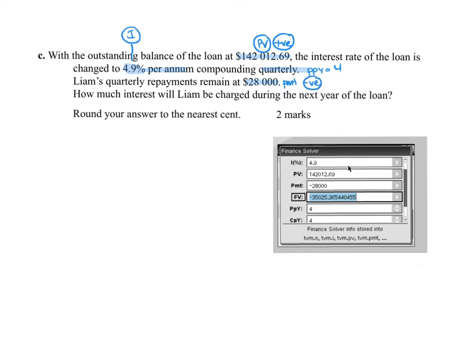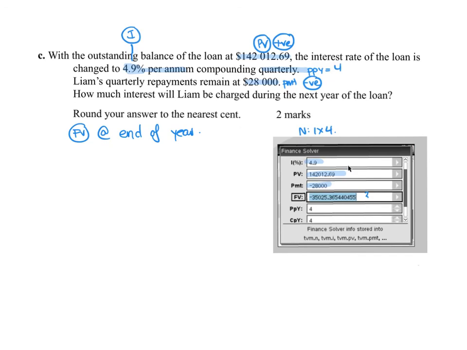How much interest will be charged during the next year of the loan? So once again, N will just be 1 times 4. Sorry, we've missed that there. And you pop in the interest rate we've got there. We've popped in the positive PV. We've put in the negative payment. It says how much interest will be in the loan. So we really need to know the final value at the end of the year. So we do that. That's what I'm looking for.